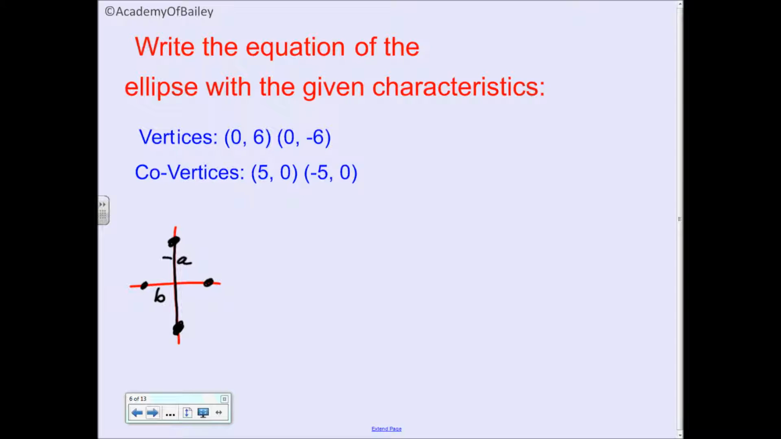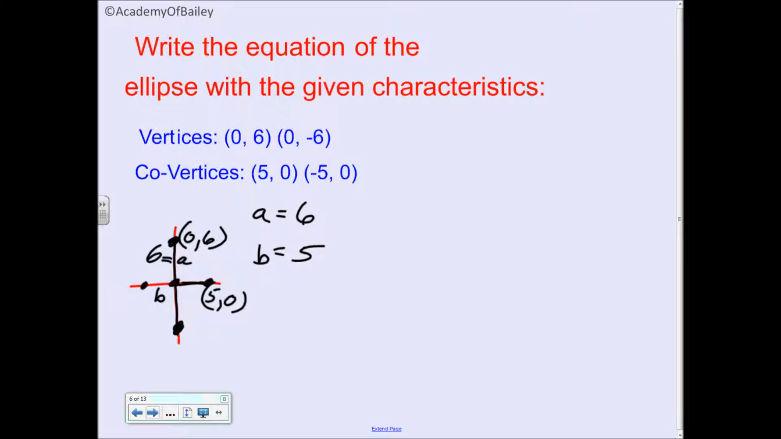Well, a in this case, 0, 6 is that point, so a is equal to 6. And then b is equal to, well, if this point here is going to be 5, 0, the distance is 5.